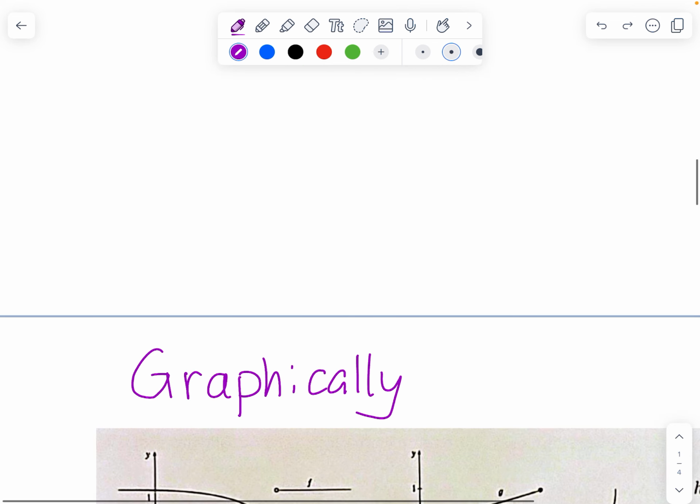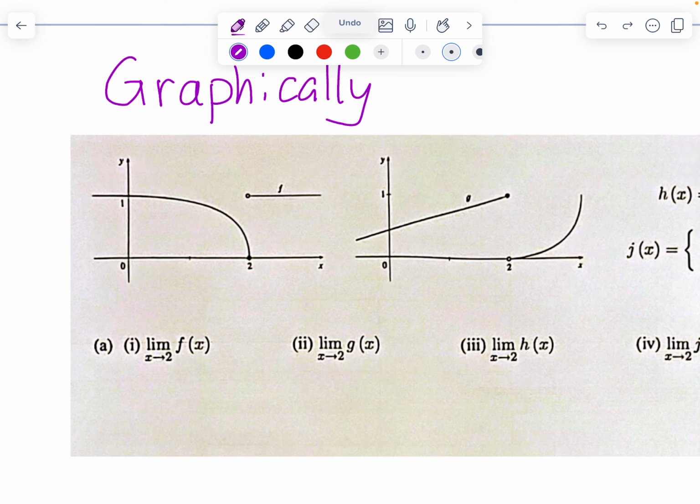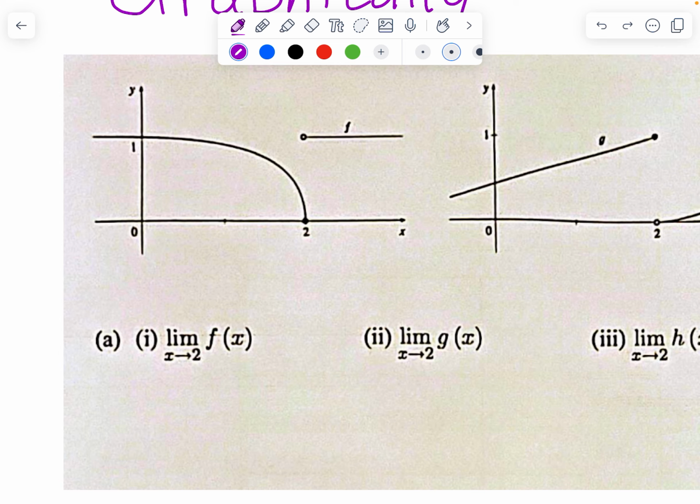So let's try an example. We can solve it graphically and algebraically. First of all, graphically, we can try doing that. For question A, we have the limit of f of x. Just to be clear, this is f here, this is g, this is h of x, and this is j of x. So it is asking for the limit of f of x as x approaches 2.